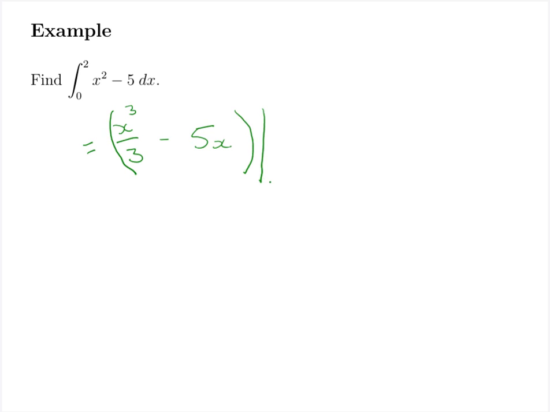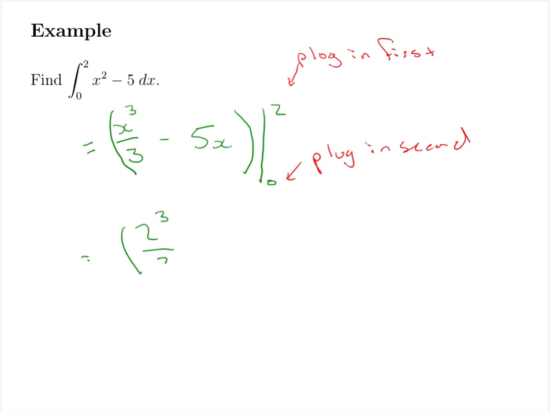I'm going to use this vertical bar, which means evaluated from 0 to 2. So we're going to evaluate this function from 0 to 2, which means I'm going to plug in 2 first, plug in this one here second, and then subtract my 2 answers. So this ends up being 2 cubed over 3 minus 5 times 2 minus whatever happens when I put in 0 into this antiderivative.